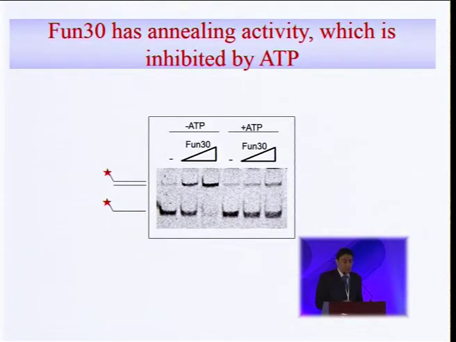We also tested, this is another in vitro assay showing that FUN30 has an annealing activity. So this is the starting template, a single-stranded DNA that is labeled fluorescently. And in the presence of FUN30, it can be annealed to a DNA strand that has sequence homology to part of it. So there is an increase in annealing activity in the presence of FUN30.